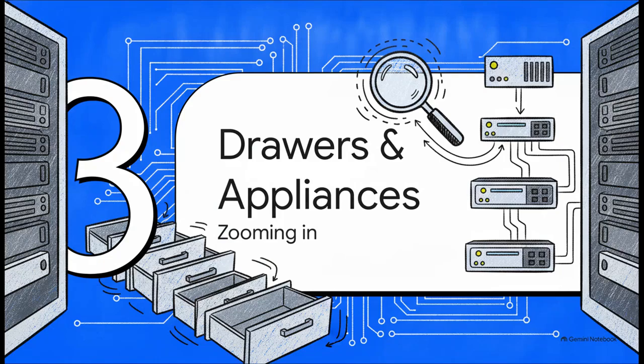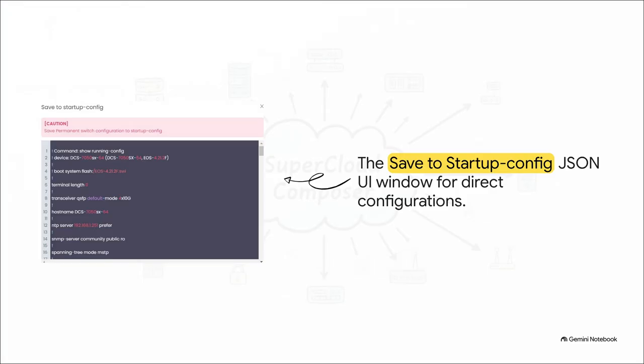All right, zooming in even further for Section 3, drawers and appliances. We're stepping down from the rack level and getting right into the specific hardware. SCC gives you direct, surgical control over your switch configurations. Select a switch, click the config icon, and you're immediately in the Save to Startup config window. This lets you directly view and save permanent JSON configuration files straight to the startup config. You get to see the actual command lines, stuff like spanning tree modes or transceiver configurations, rendered super clearly right in the UI.